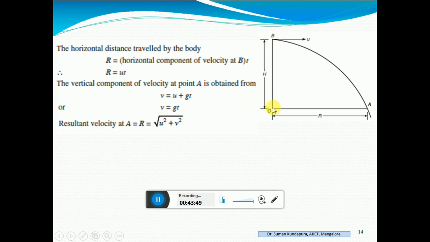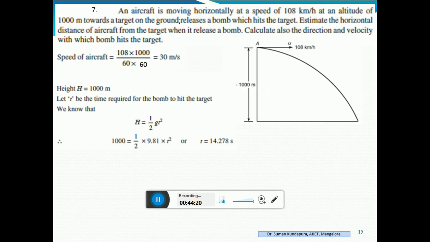Okay, so there are two cases. One is an object projected from one point, reaching a maximum height and reaching the target. The second is when you are throwing from a cliff above, which you have solved previously in the same video, in the previous problems. Next one is standing here, throwing horizontally. Okay, so one problem based on that.